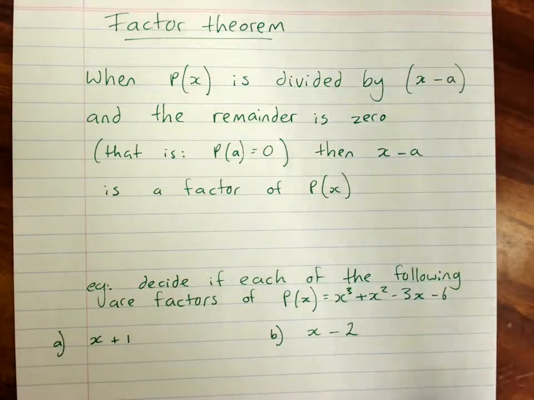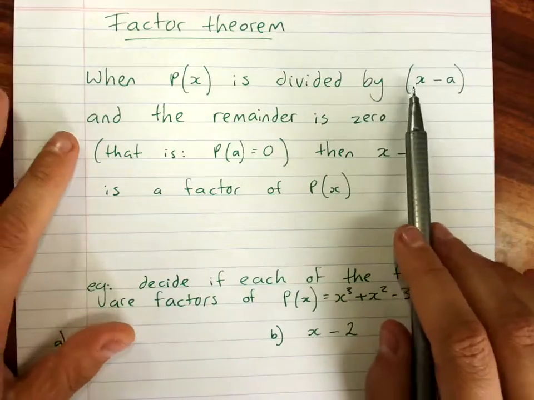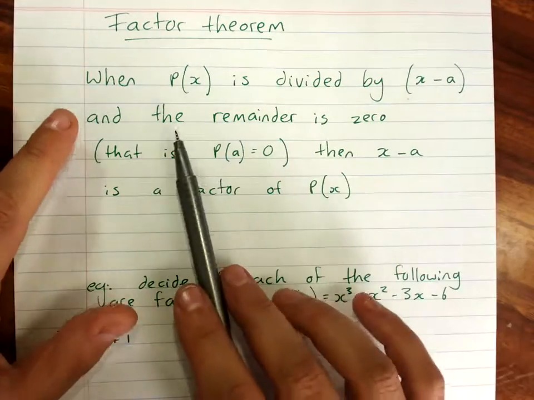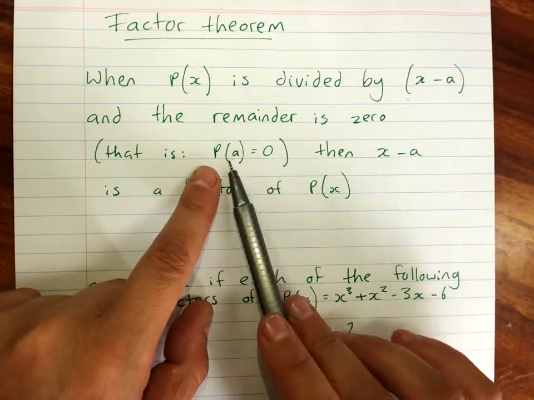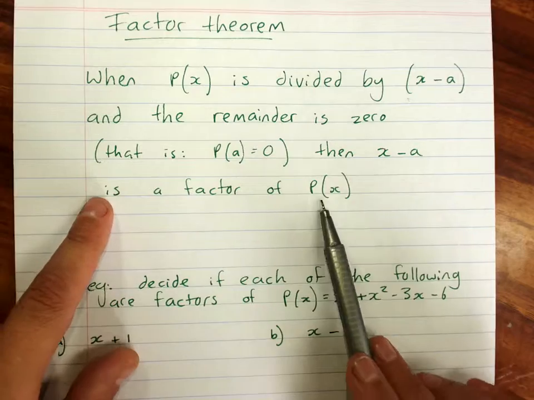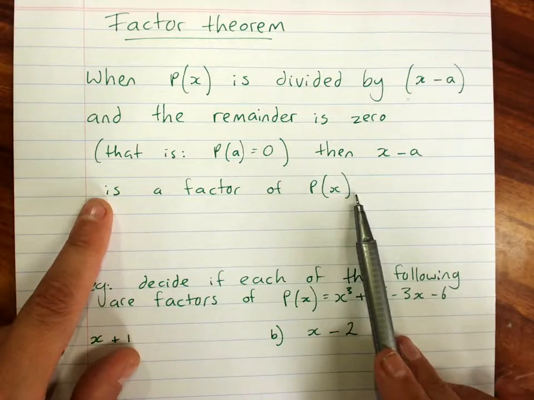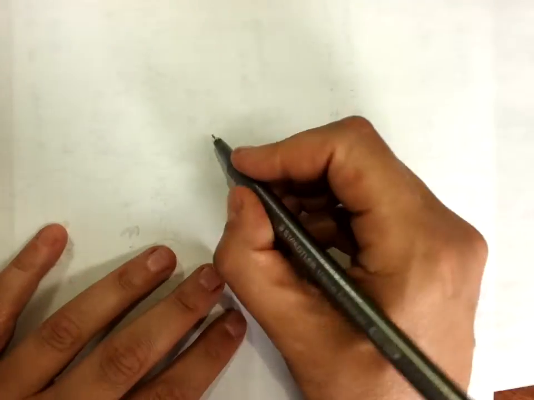Polynomials, the factor theorem. When a polynomial is divided by x minus a and we get a remainder of 0, that is, we evaluate the polynomial for a, we get 0, then that means that x minus a is a factor of that polynomial.